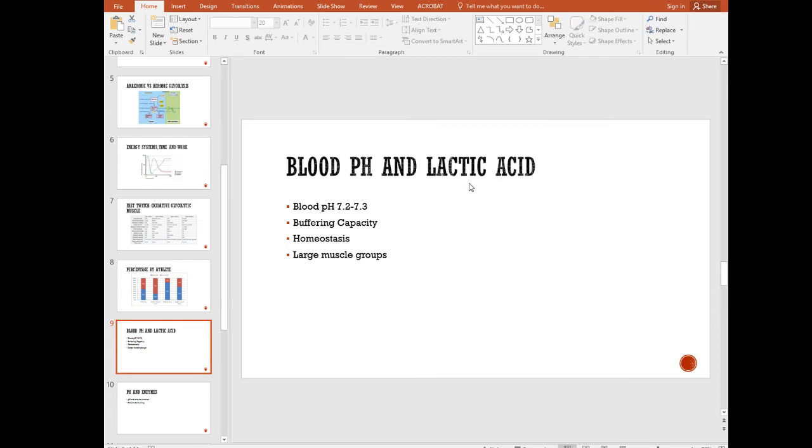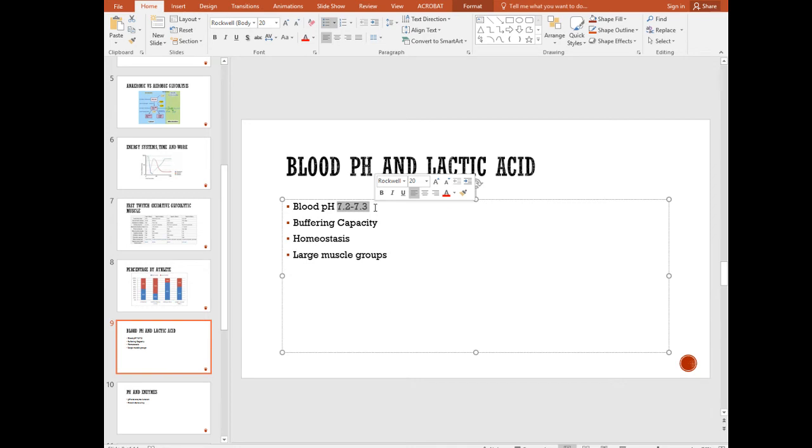So blood pH and lactic acid. This is an important concept when it comes to muscle endurance training, because if blood pH drops much below 7.2 or 7.3, then your body can't buffer that acid. You may not have enough stored. So this is what happened. If you've ever done a lot of repetitions before and you've gotten nauseous from it, this is what's happening in your body. You don't have enough stored buffer, sodium bicarbonate, to buffer this lactic acid, and you can't get rid of it fast enough through breathing. So CO2 helps get rid of acid as well.